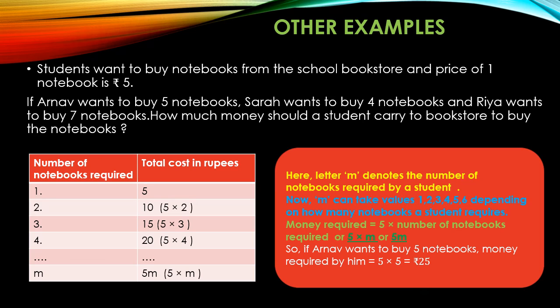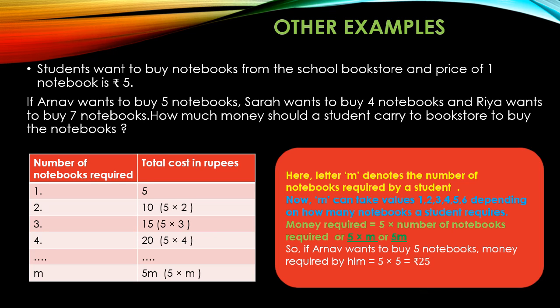Now we'll create a table. Number of notebooks required and total cost in rupees. So if one notebook is required, the cost is 5 rupees. If two notebooks are required, the cost will be 5 into 2, 10. If 3 notebooks are required, the cost will be 5 into 3, 15. For 4, 5 into 4, 20. Now if there are m notebooks, then the cost will be 5 into m, 5m.